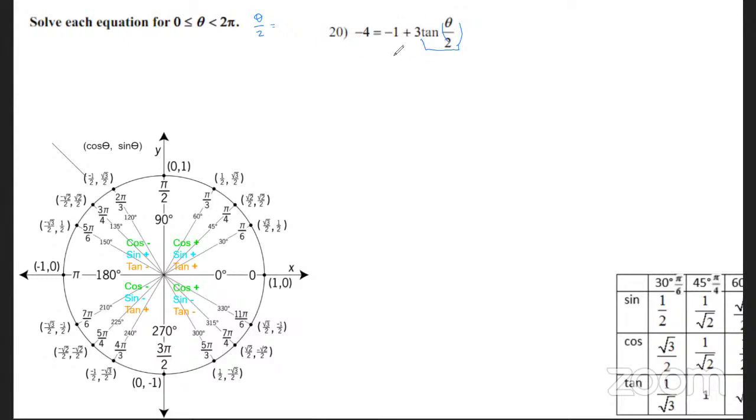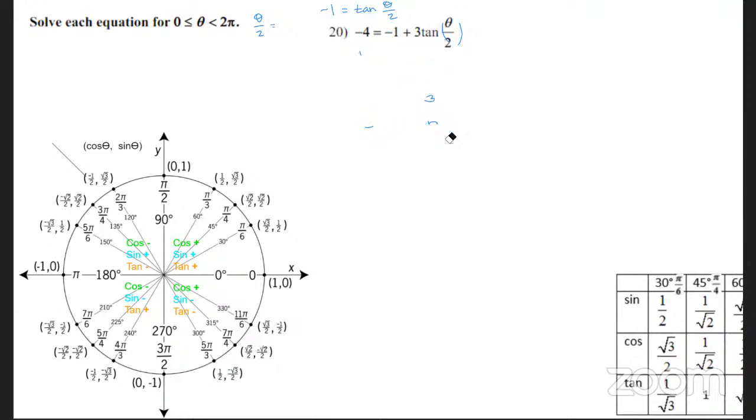But for now, we're going to add 1 to both sides. Add 1, add 1. This is going to cancel out. -4 plus 1 is -3 equals 3 tangent theta over 2. And we're going to divide both sides by 3. That'll cancel out. So this is going to be -1 equals tangent theta over 2. Now, I'm going to rewrite this up here just so I can have more room. Tangent theta over 2.